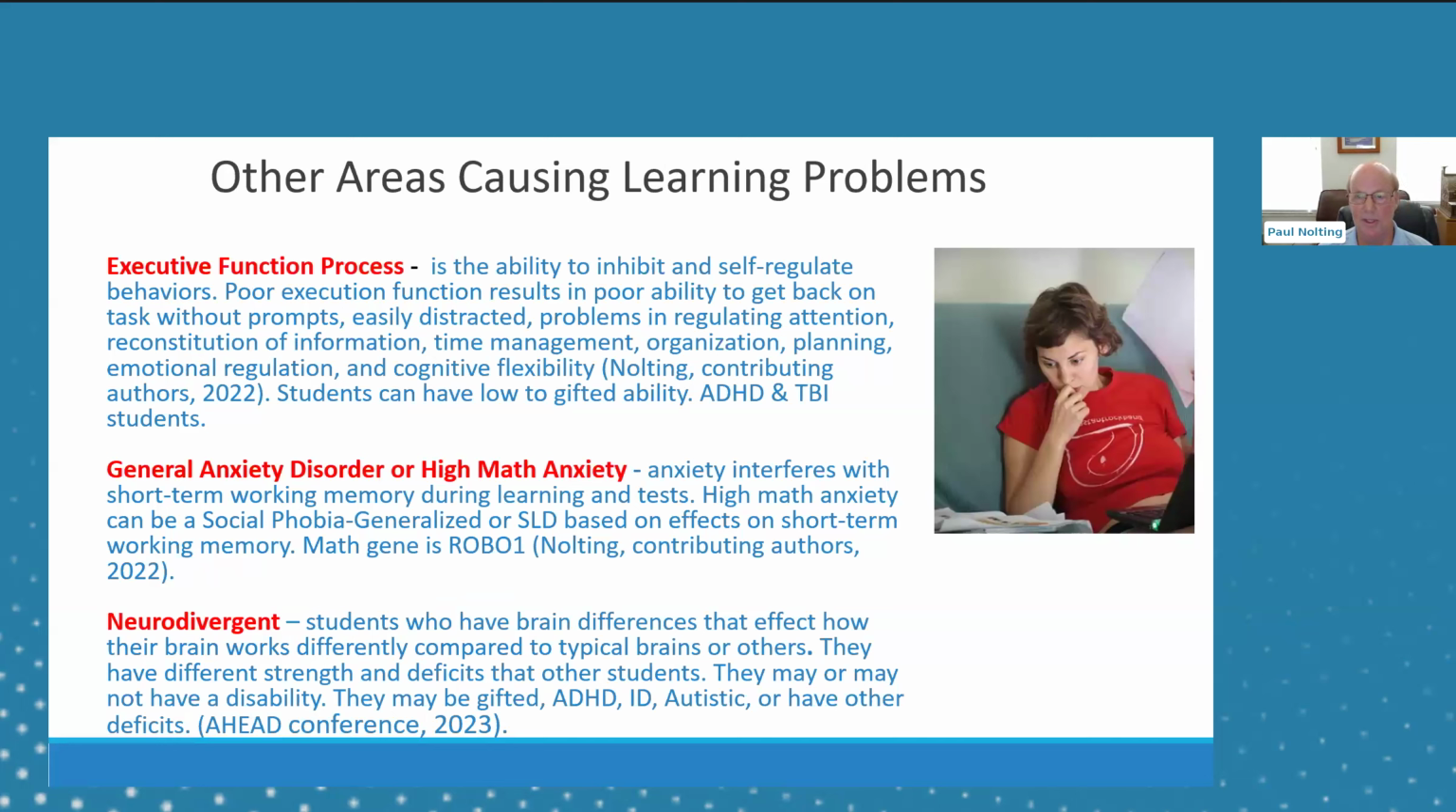And I may say some things that may shock you. A lot of people are looking at high math anxiety as a disability. It hasn't been in the books yet. They look at it as social phobia, SLD-based short-term working memory. And they did find the math gene. So when people say they don't have the math gene, that's not true. They do have the math gene. It's just how good is it? Is it a Volkswagen, a Ferrari?